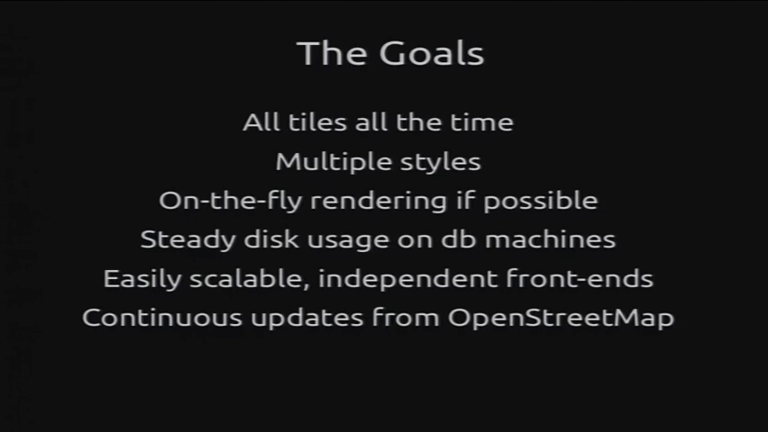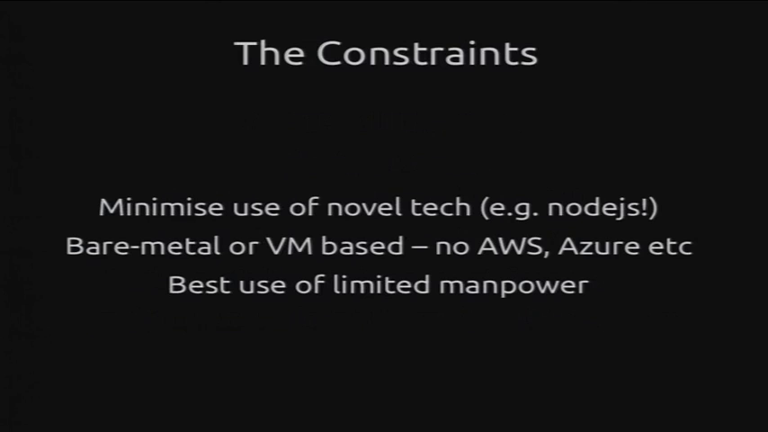And the final point, continuous updates from OpenStreetMap. A lot of the tile live documentation assumes that you're doing things in bulk processes, so you might want to create all the map tiles, but then how do you deal with a diff update? What triggers what system to change?